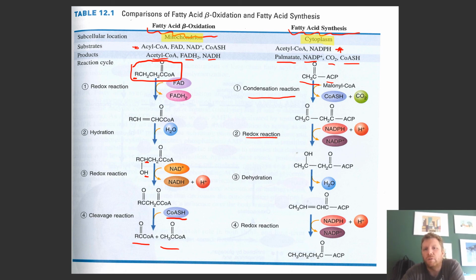We're going to do a redox reaction, we're going to do a dehydration and a redox reaction, and end up with a fatty acid that's longer. So if you look at the sequence of events, we've got redox, hydration, redox, cleavage. Condensation, redox, dehydration, redox. There are some things that are not radically different from one another. They're kind of the opposite of one another. But a key part of both of these processes are redox reactions.